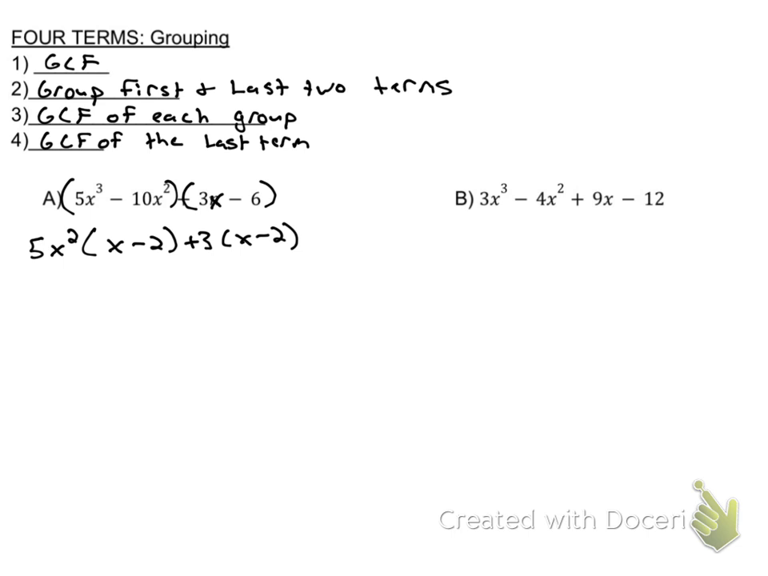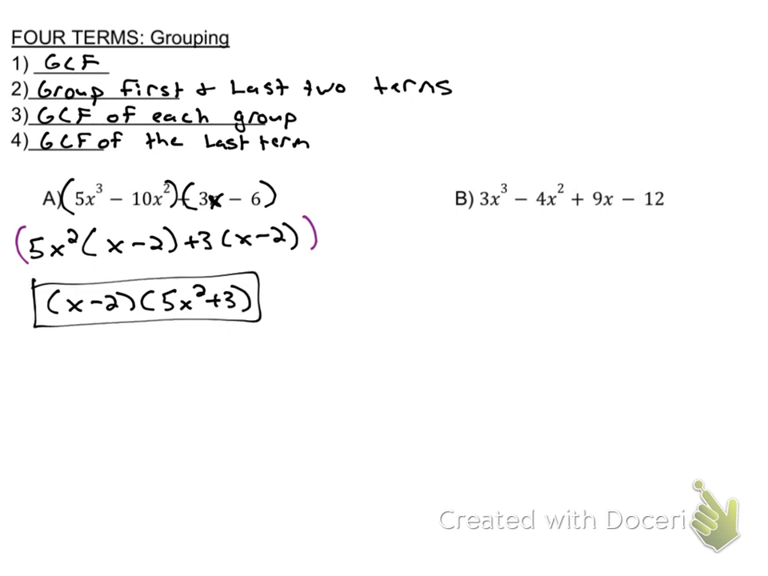So from here, we treat this as one term, and the GCF of that one term would be x minus 2, and what's left is 5x squared plus 3. And that would be the 4-term polynomial factored.